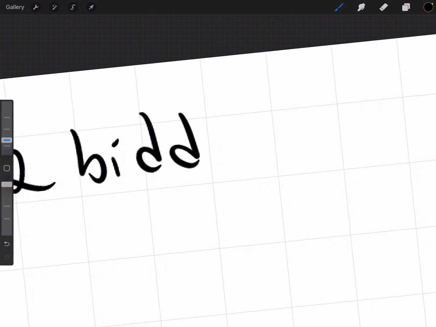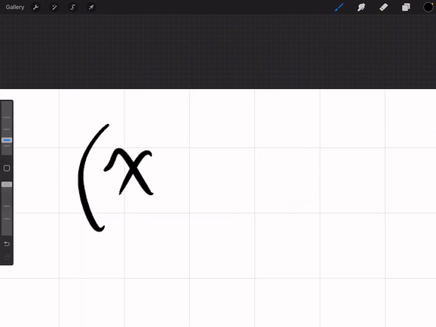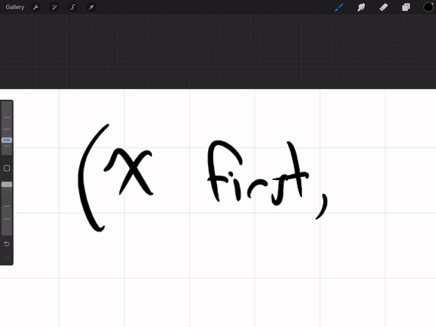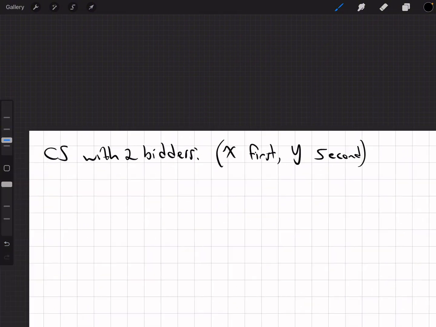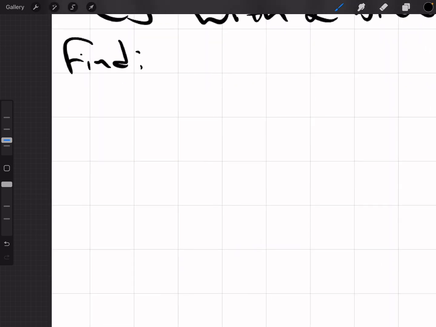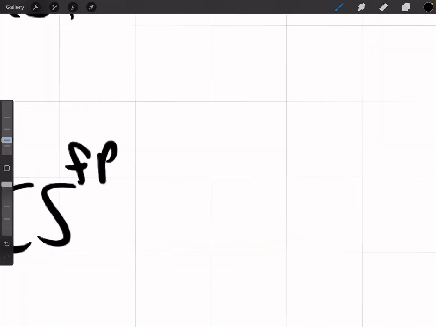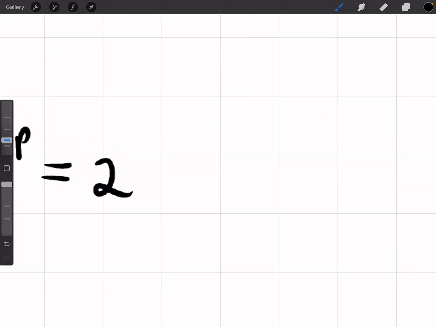A lot of the time when you're thinking about integrating in economics, you're thinking about consumer surplus, and this is that case. You got X first, you got Y second. We'll write that down a little neater. So what we need to find, and this is the tricky part here, is you have your consumer surplus and 2, because symmetry.